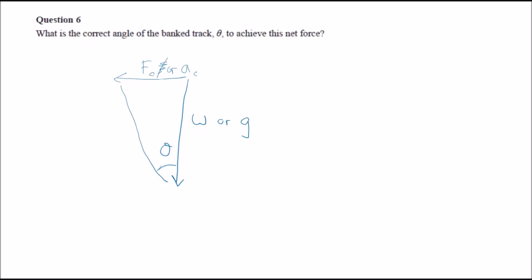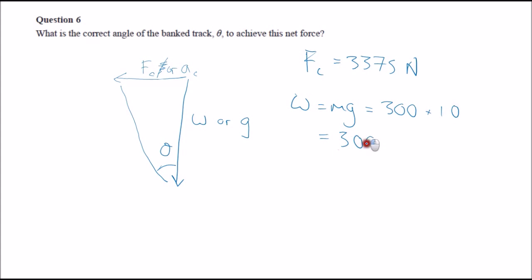Now we already know our centripetal force, so let's just go with that, because we've already got this information. We've got 3375 newtons. Now W equals mg, so that is 300 kilos times 10, because we're in a VCAA exam, which gives us 3000 newtons. So that's definitely wrong. Okay, let me just have a think about this one.